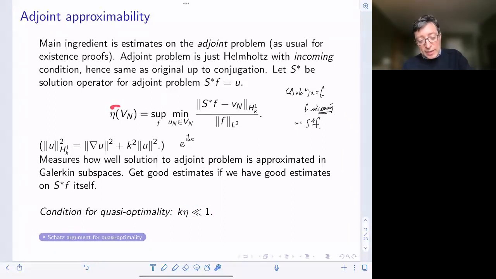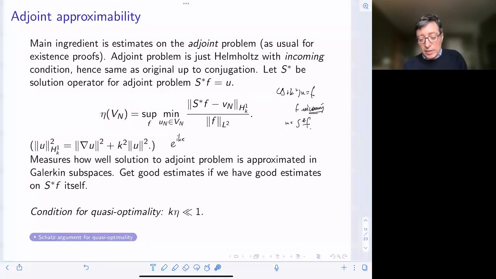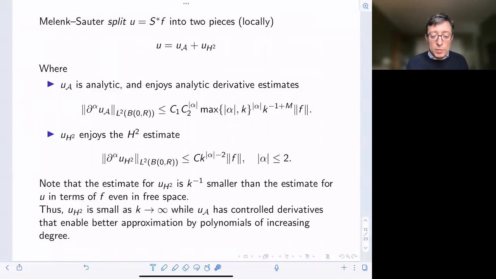Now, how would you make k eta small? Well, you want to make eta small. And how do you make eta small? Well, you get good estimates if you have good estimates on S star f in some appropriate spaces, right? How well can I approximate S star f by elements of my Galerkin subspace? Well, here's what Melenk and Sauter do to approximate it. They split it into two pieces. So the splitting is as follows. The two pieces are called UA and UH2. I think this is their notation. UA is called UA because it's analytic.